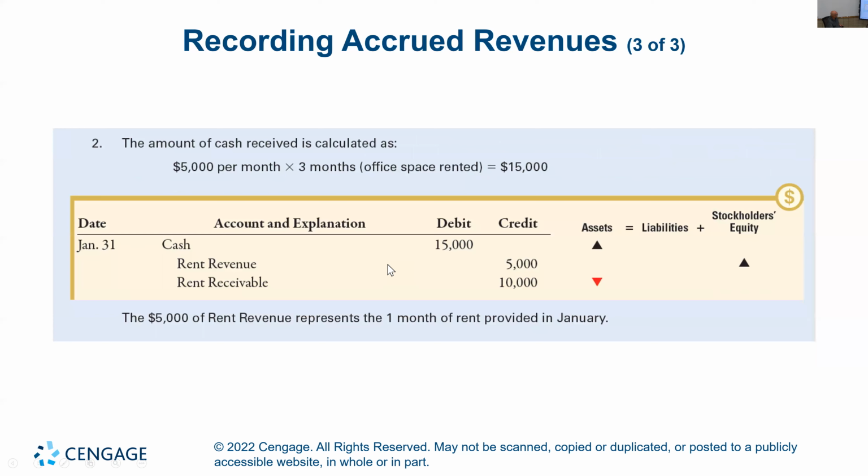Then on January 31st, when they go to pay, we are actually receiving cash. And we're going to receive the cash for all 3 months. We received $15,000.